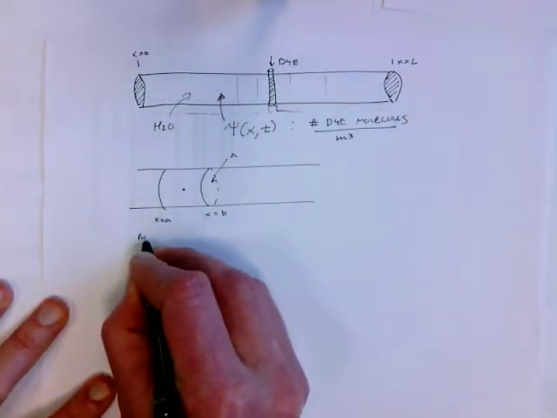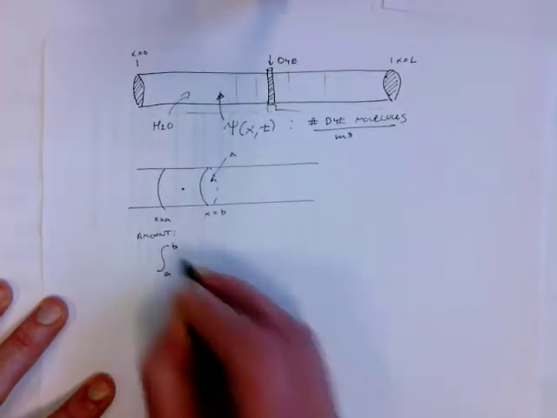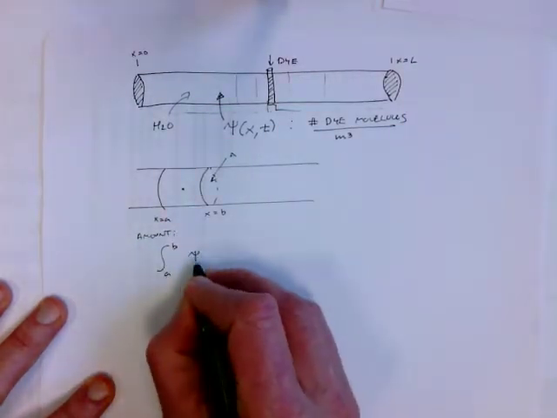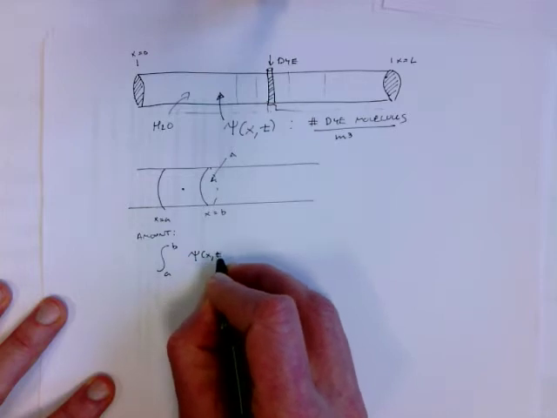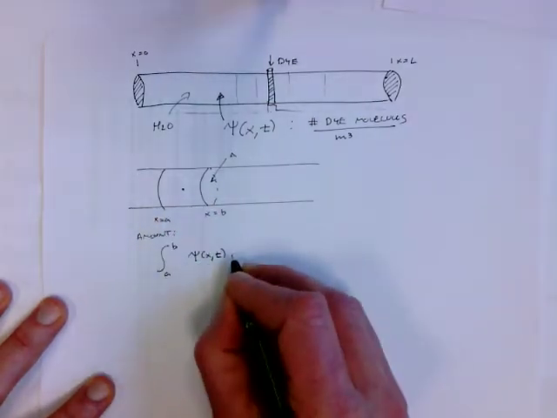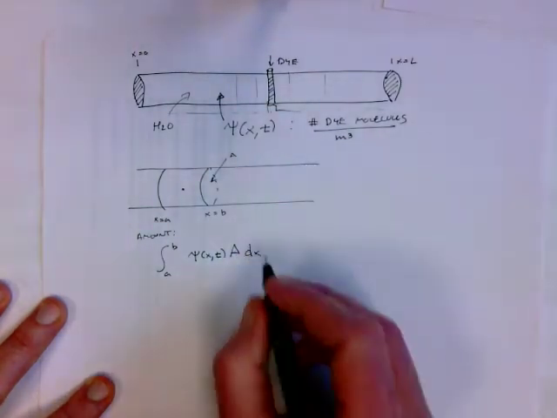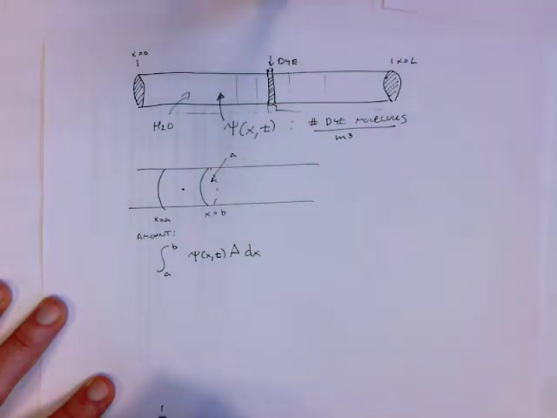So the amount in there, I could pull out sort of calculus ideas, right? It's going to be the integral from a to b of the density of the dye, which is a function of position and time, right? So I do actually have to integrate psi along that, times the cross-sectional area A times dx, right? So that's the amount of the dye.